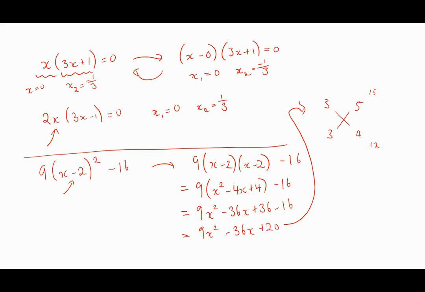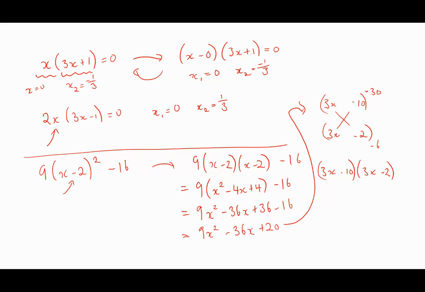So I could try maybe 10 and 2. That will give me 30 and 6. So that will work. These will both need to be negative, so therefore these two are negative. And so I get 3x minus 10 and 3x minus 2. Now that's one way we can solve it.